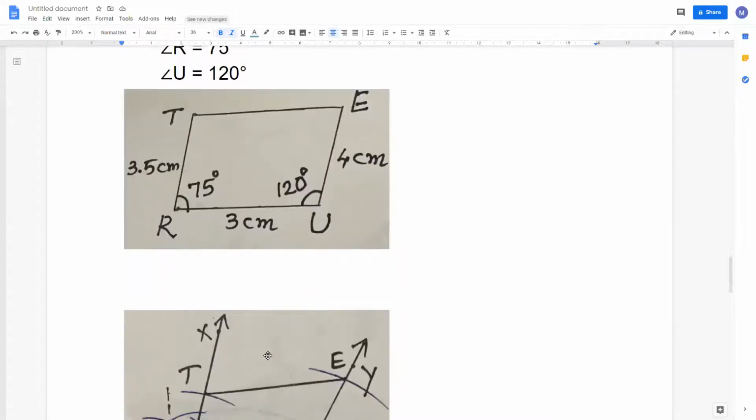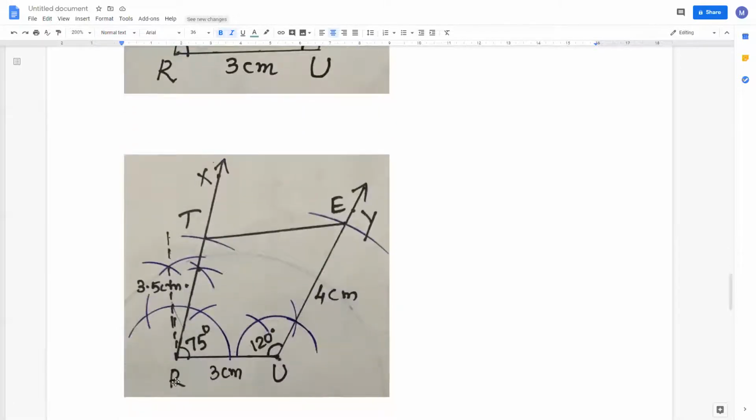Here also completed diagram is shown. See, first that is side RU we have drawn of length 3 cm. Then at the point R we have constructed angle 75 degrees. See, this ray will come. Then taking radius 3.5 cm, we have to cut the arc at T. Similarly, at U, construct angle 120 degree, then you have to draw the arc of radius 4 cm which cuts the ray at E. Then joining T and E, you will get the diagram. It is the same type as we did yesterday. Then we are going to show the real construction through video.